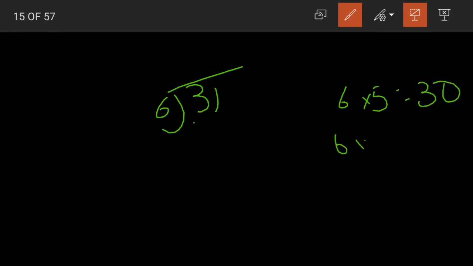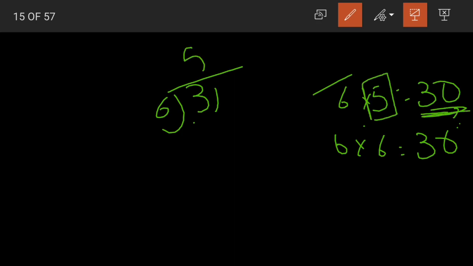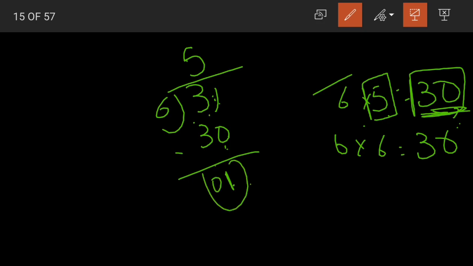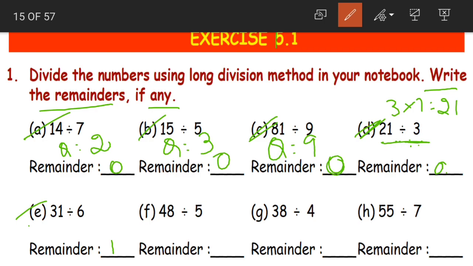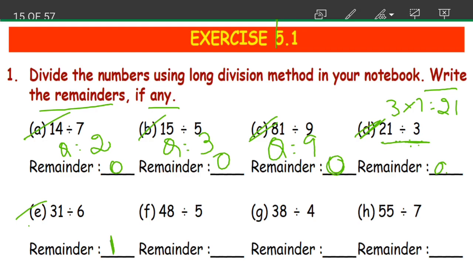Coming to question E, 31 divided by 6. We know that 6 fives are 30. And 6 sixes are 36. So we do not have 31 in the 6 table. So what should we do? We should go with the lesser number, that is 30. 6 fives are 30. So 5 becomes our quotient written on top, and this 30 is written just below our dividend. And when we subtract, what is the remainder, children? 1 minus 0, 1. 3 minus 3, 0. 1 becomes our remainder.